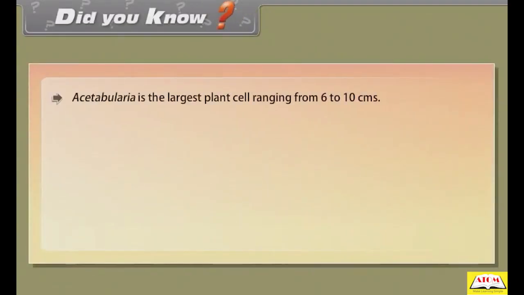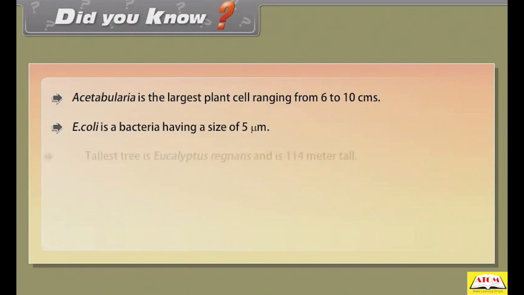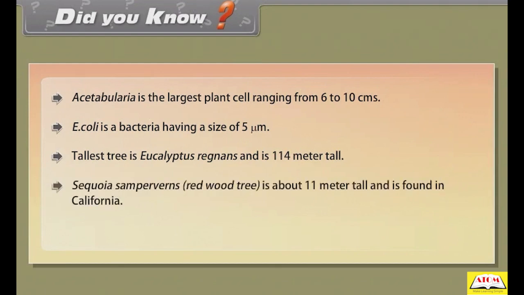Did you know? Acetabularia is the largest plant cell, ranging from 6 to 10 centimeters. E. coli is a bacterium having a size of 5 μm. The tallest tree is Eucalyptus regnans, at 114 meters tall. Sequoia sempervirens, the redwood tree, is about 11 meters tall and is found in California. The elephant is the largest land animal.